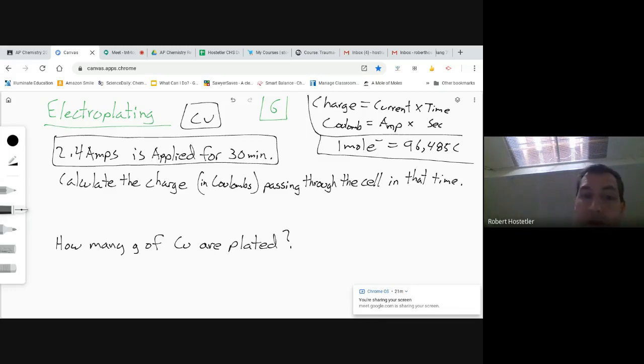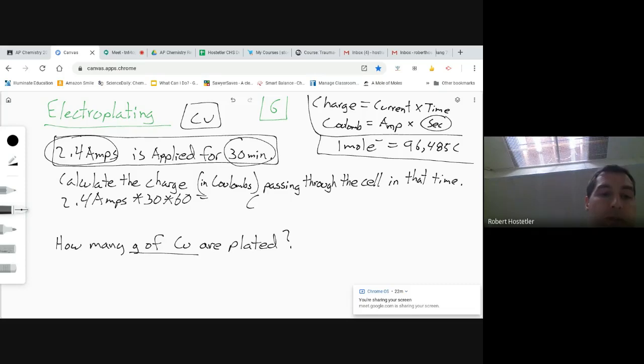So if we know that charge is equal to the current times the time, current being the amps, so if we multiply the amps times the time, we're going to get the number of coulombs. But notice, it needs to be in seconds. So we're going to have to do 2.4 amps times 30 minutes times 60 seconds in a minute. So 2.4 times all that will give us the number of coulombs. And then we can take that and turn it into grams of copper.